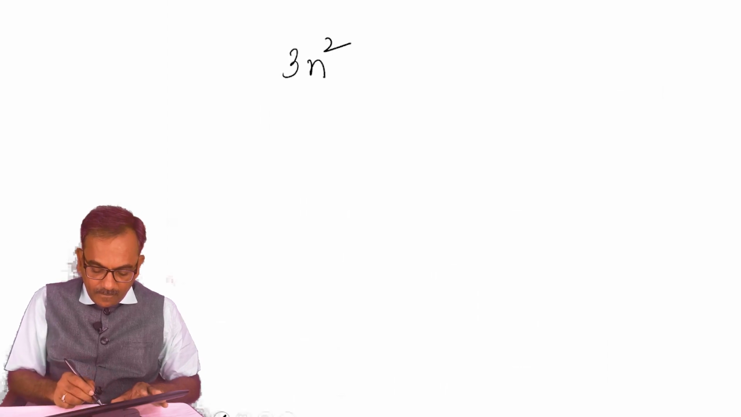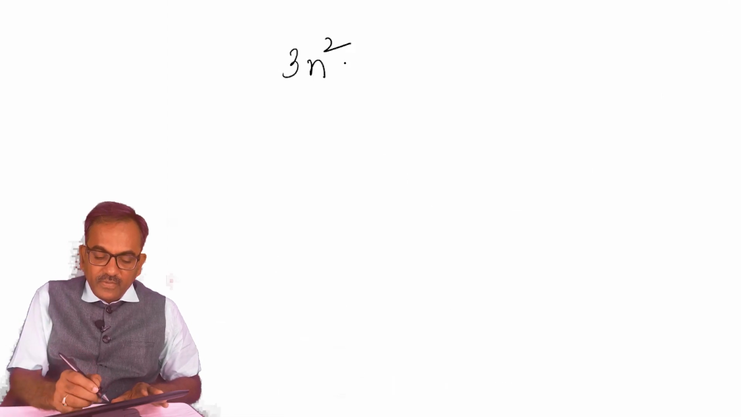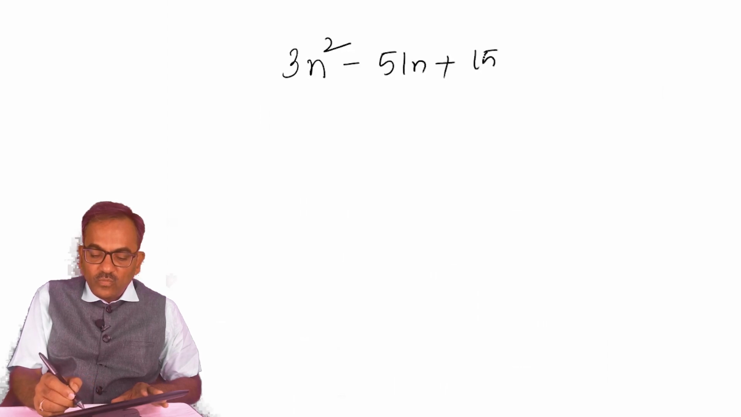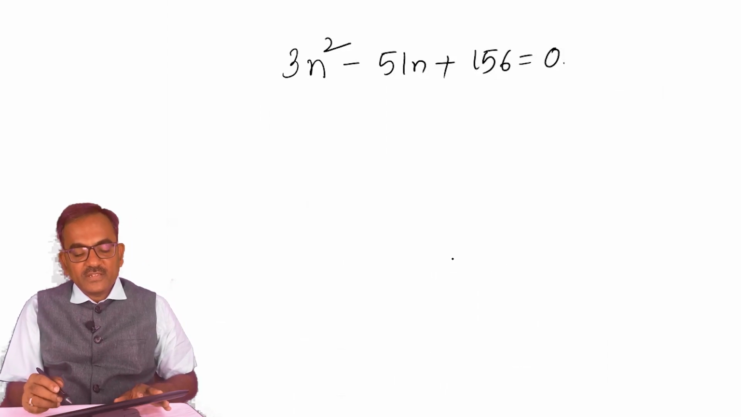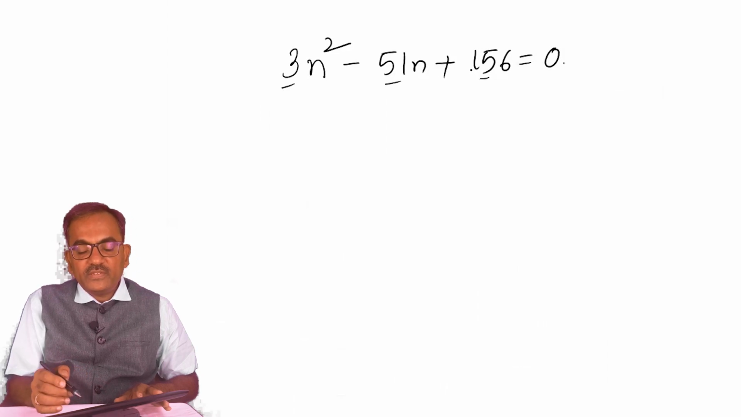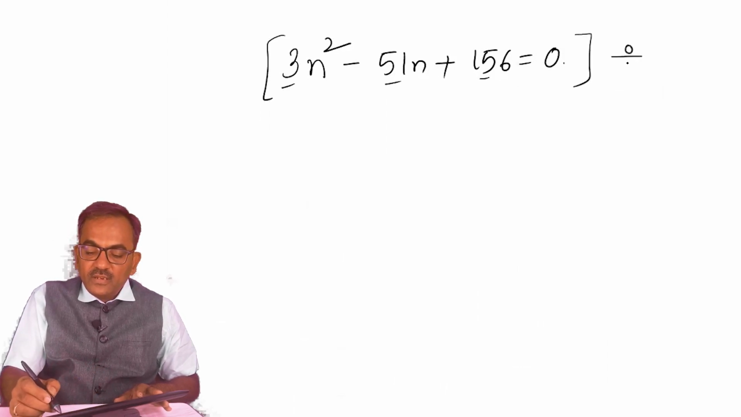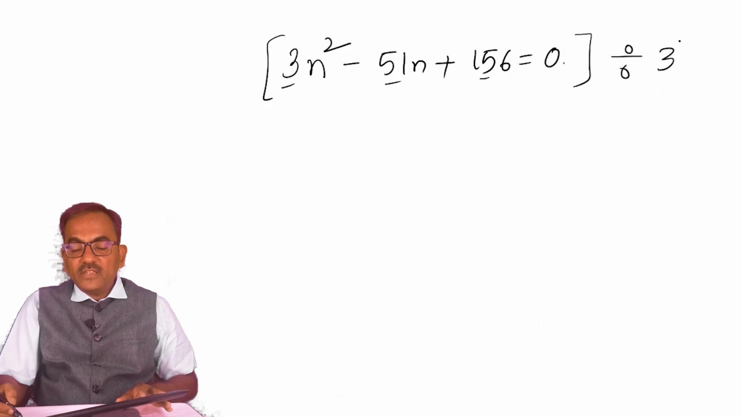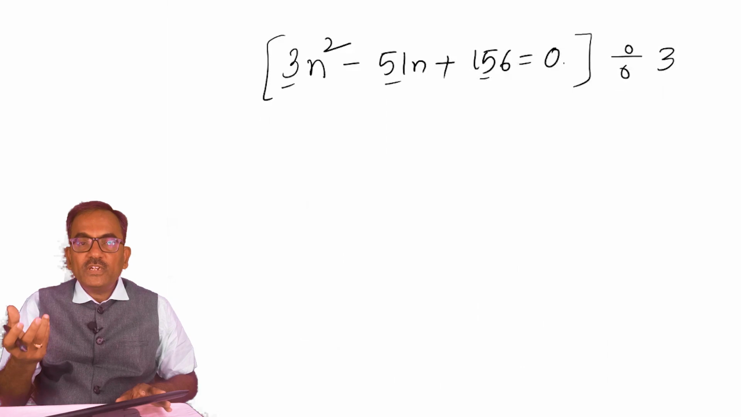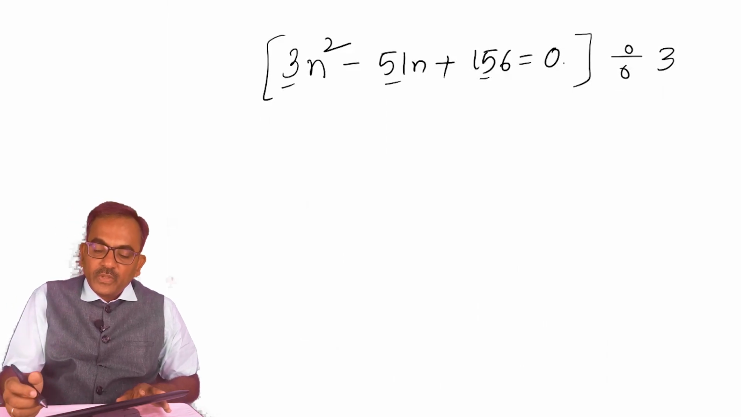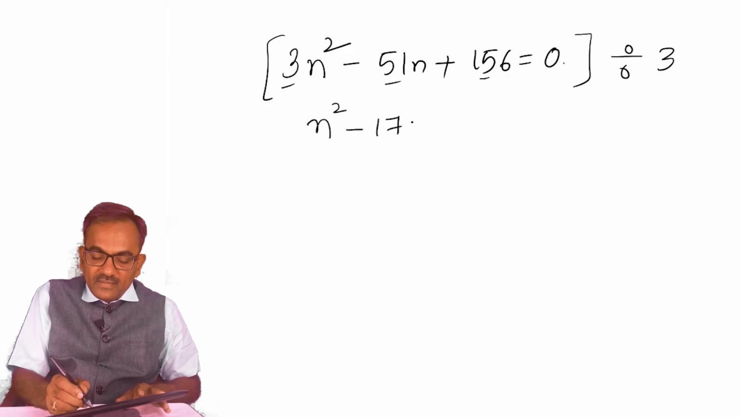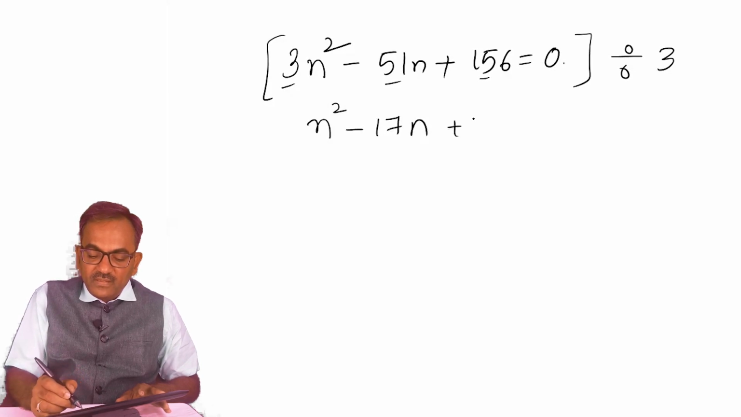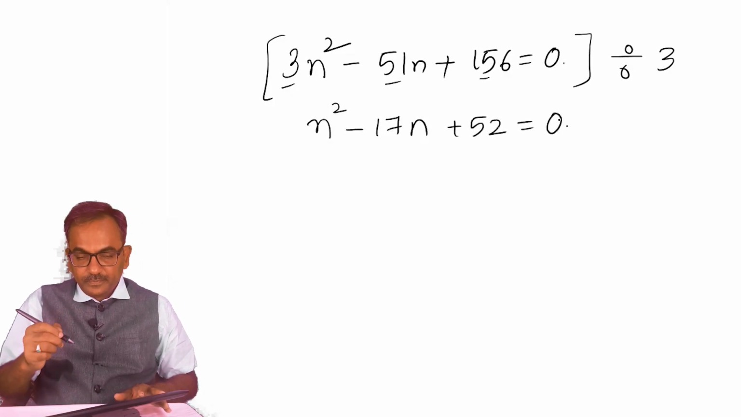So let me move further. This is 3n square minus 51n plus 156 is equal to 0. Look at the coefficients and the constant. It's 3, it's 51, it's 156, which are clearly divisible by 3. Let me divide this by 3 so that I end up with small numbers and can easily handle the quadratic equation. So 3n square by 3 is n square, 51 by 3 is minus 17n, and 156 by 3 is 52, which is equal to 0.